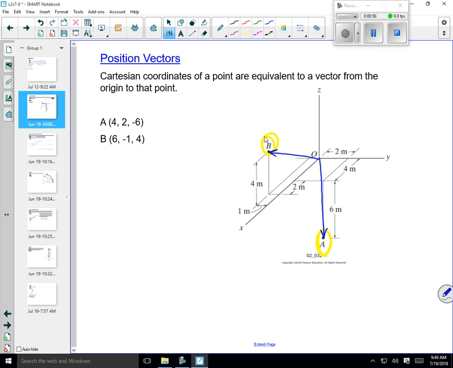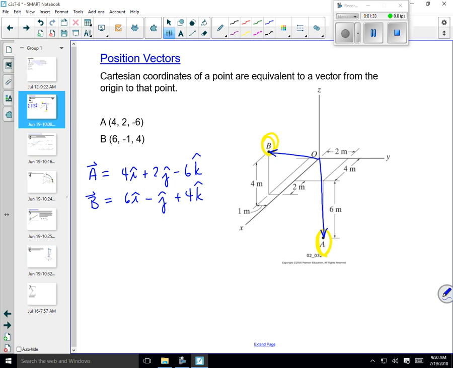And so those 2 points have coordinates. A has coordinates 4, 2, minus 6. So the vector A is 4i hat plus 2j hat minus 6k hat. And similarly for B, the vector B is 6i hat minus j hat plus 4k hat. That's fairly simple. Those are position vectors. You go from the origin to whatever this point is.